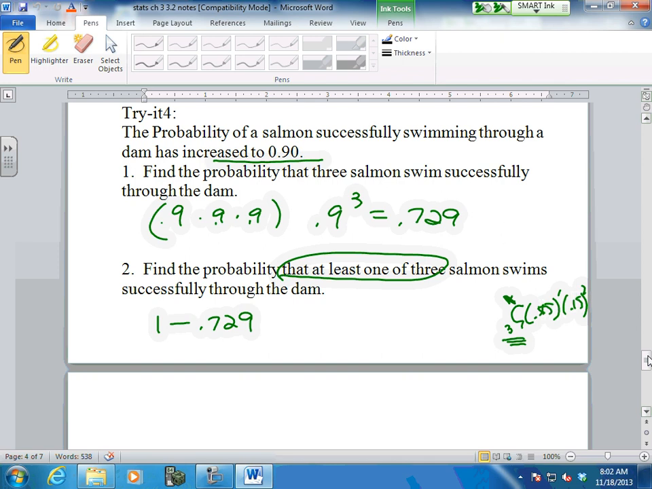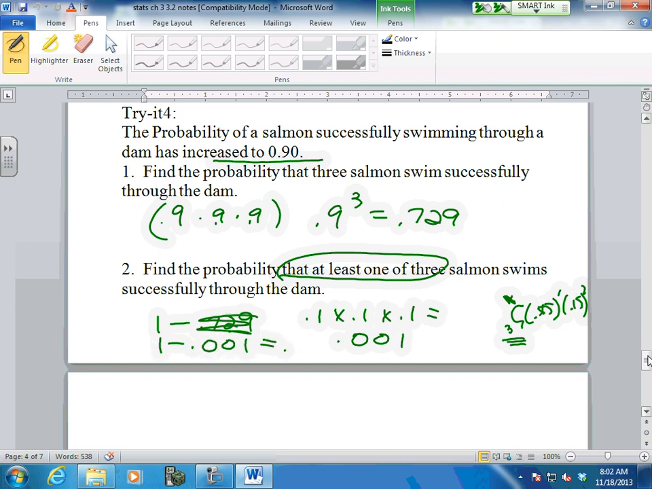Find the probability that at least one successfully swims through the dam. Okay, so the only thing we want is when they all do not. You're right, when they all do not. So 0.1 times 0.1. Good job, guys. Okay, so what is 0.1 times 0.1 times 0.1? 0.001.